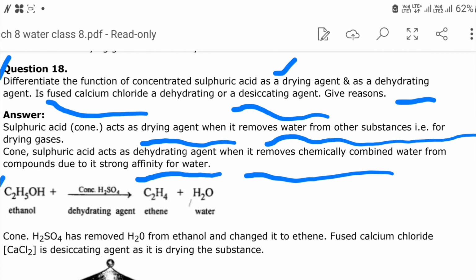For example, when alcohol is treated with concentrated sulfuric acid, it removes water from it and ethene gas, which is commonly also known as ethylene, is formed. Concentrated sulfuric acid has removed H2O from ethanol and changed it to ethene. Fused calcium chloride is a desiccating agent as it is drying the substances.